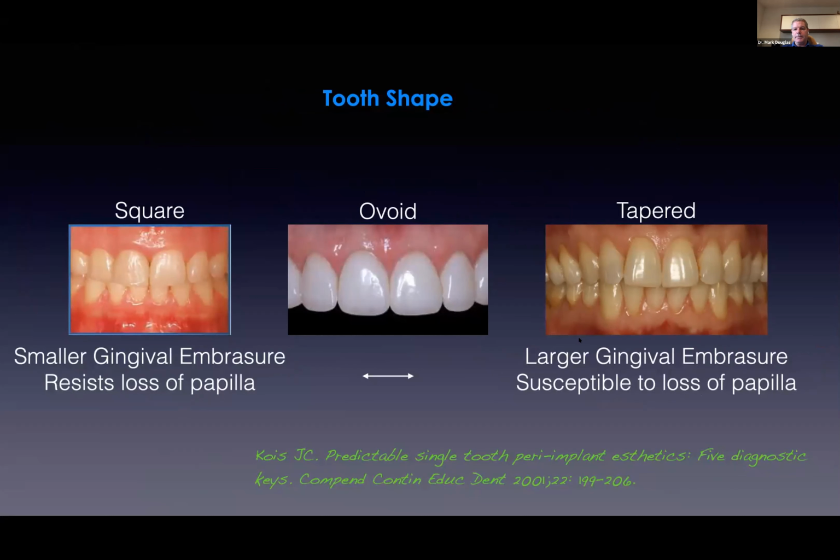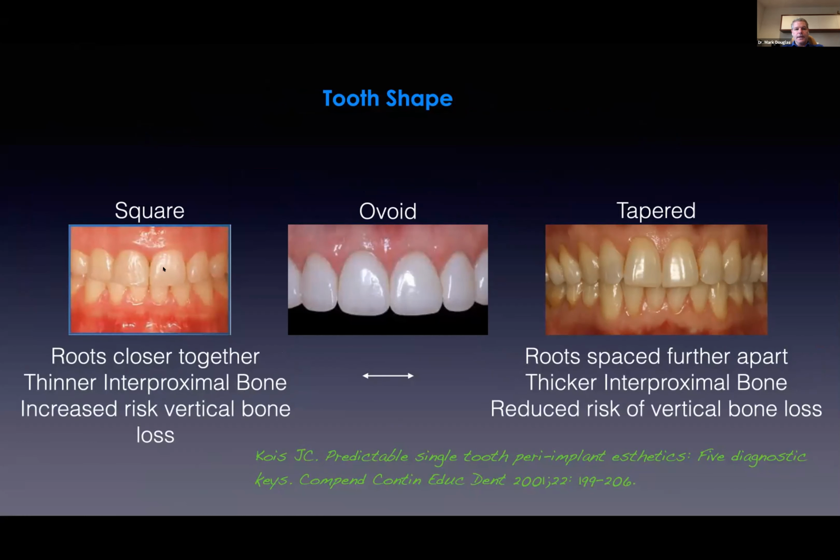The other form is the tapered, which has a larger gingival embrasure, and it's much more susceptible to loss of papilla. As far as the square type is concerned, because the tooth is so wide, the interproximal bone is thinner than it is in the tapered situation, which means there's an increased risk of vertical bone loss. As compared to the tapered, with thicker interproximal bone, there's more bone in between those. It's much less susceptible to interproximal bone loss.